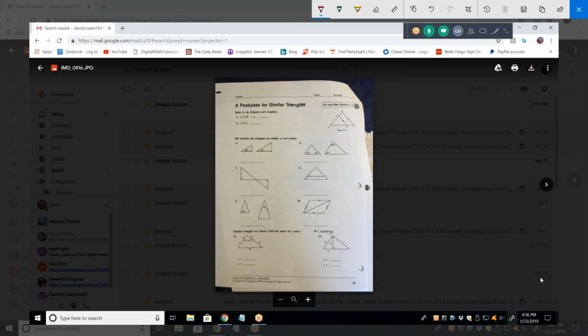Similar triangles are shown. Find the values of x and y. Let me redraw this figure just to make it a little bigger and make sure I'm labeling it properly. This is 6, 8. This is x. This is y. This is 12. And then the bottom is 26.